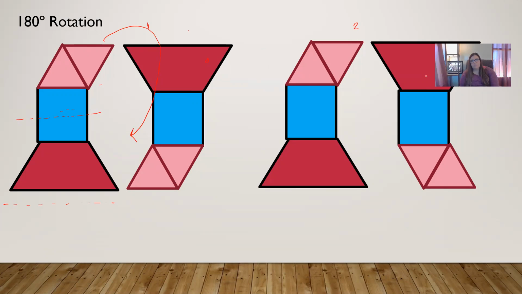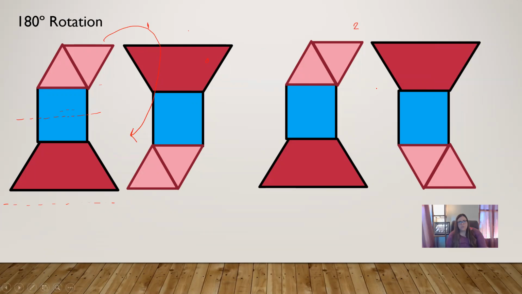And on figure 2, I've shown you what it would look like if they were to flip it over a horizontal line. Now say if you were to completely do a mirror image, it would be this one right here. So they did not do it correctly, but they did do a 180-degree rotation.